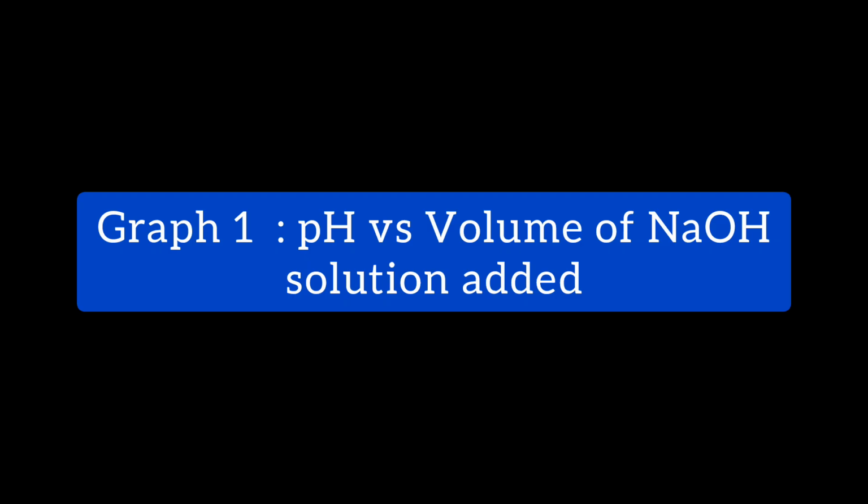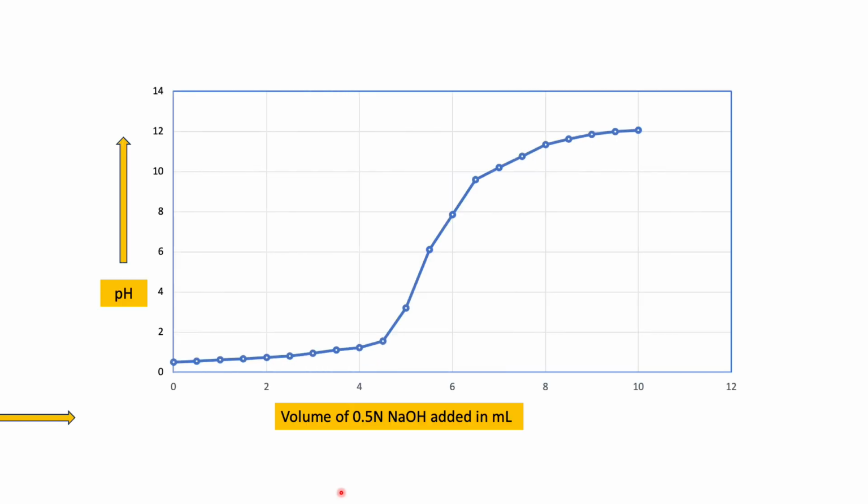Now we will plot a graph of pH versus volume of NaOH solution that is added. So in the graph we can see that on the x-axis we have taken the volume of 0.5 normal NaOH that is added in ml, and on the y-axis the pH value is taken. Initially the pH of the solution is low because of the acidic solution. Gradually it increases on addition of a base because the neutralization process starts and the salt is formed. So pH goes towards neutral.